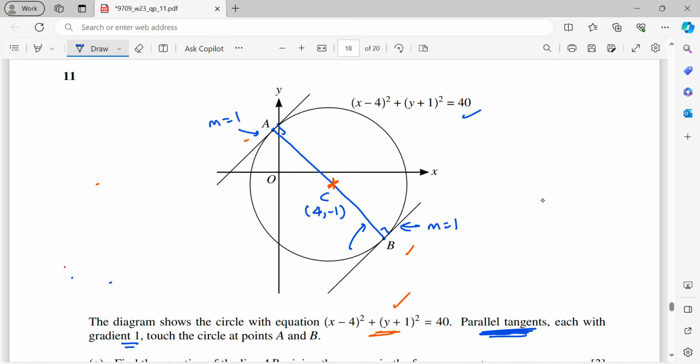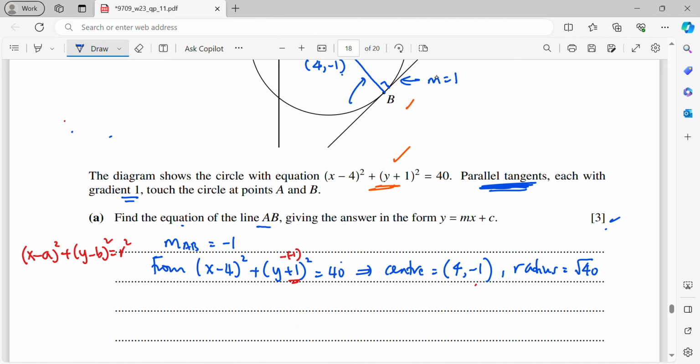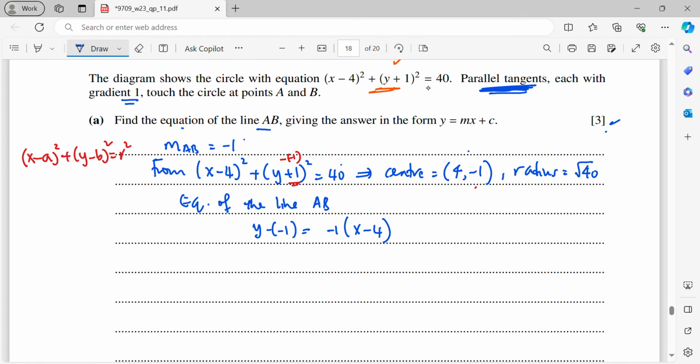So now I can form the line AB because we have found the gradient here and also the point C. So now equation of the line AB, which means y minus minus 1, I'm going to use the center, equals the gradient is minus 1, x minus 4. Therefore, you will get y plus 1 equals minus x plus 4. At last, your y is minus x plus 3. So this is the equation of the line AB.